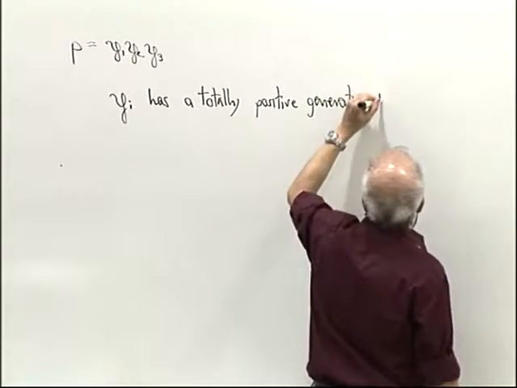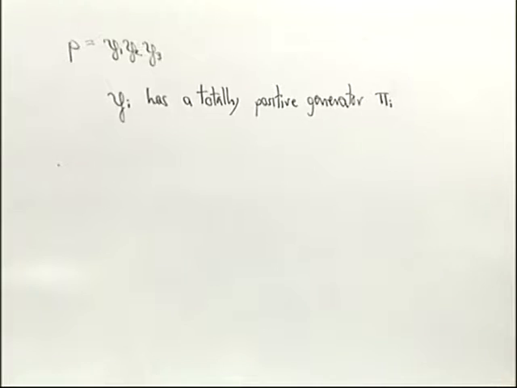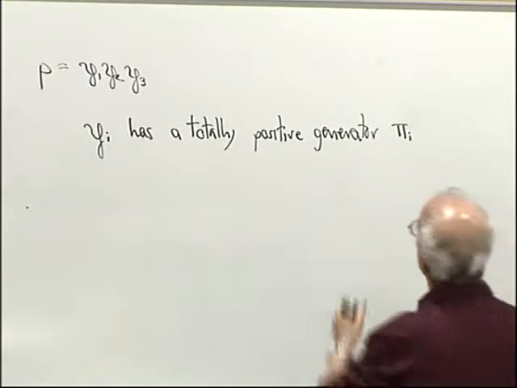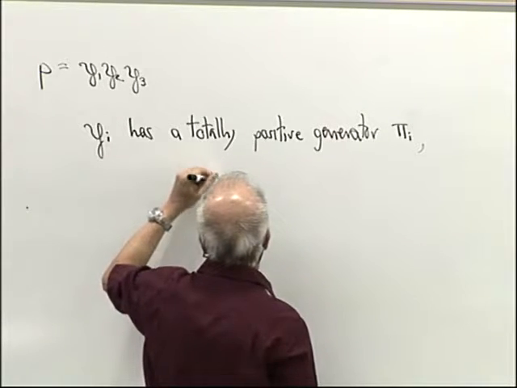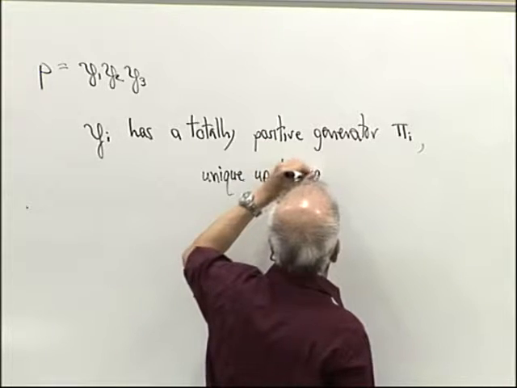Call it pi I. And that generator, because there's only one choice of unit to make it totally positive, it's unique up to squares. So pi I is unique up to the square of a unit.